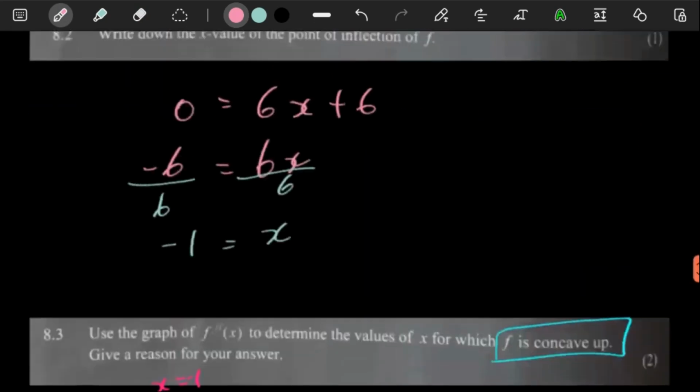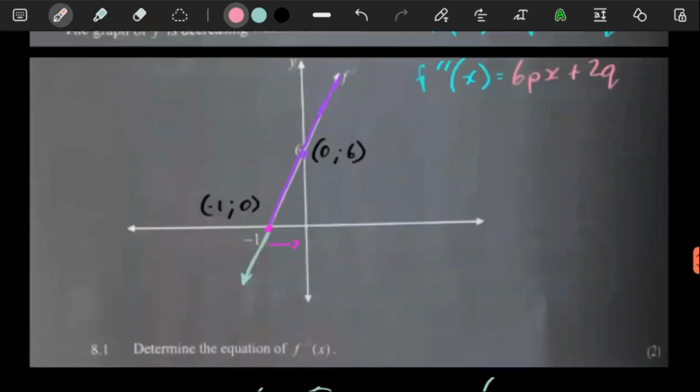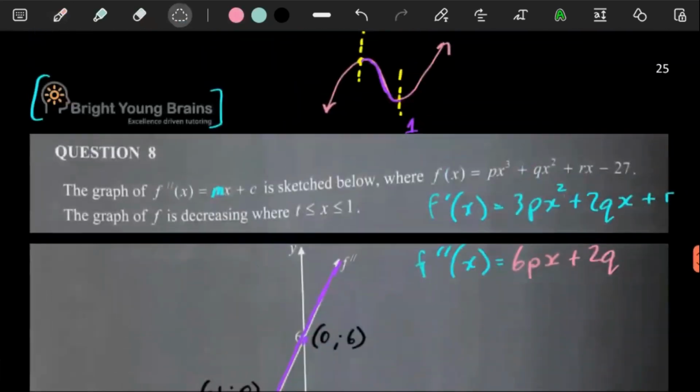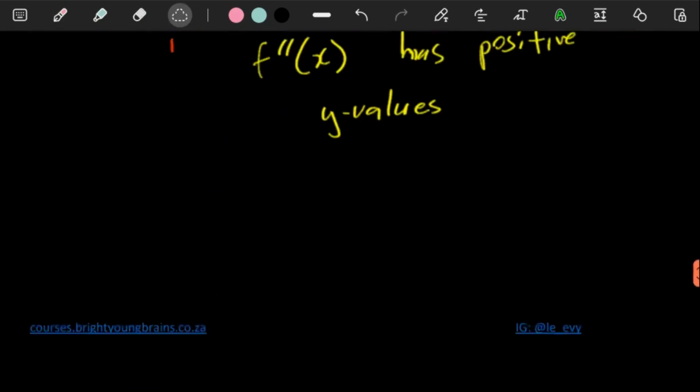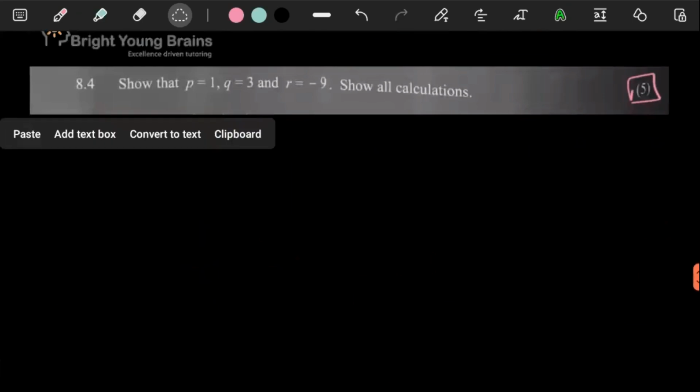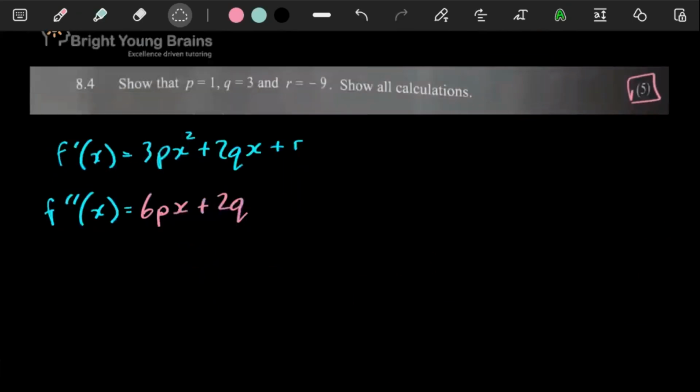8.4 says, show that p is 1, q is 3, and r is -9. Show all calculations for 5 marks. So this is not very difficult, fortunately, because we're going to be starting from the bottom and then working our way up. Remember, we wrote down all these things so far. You saw when I was writing them down.